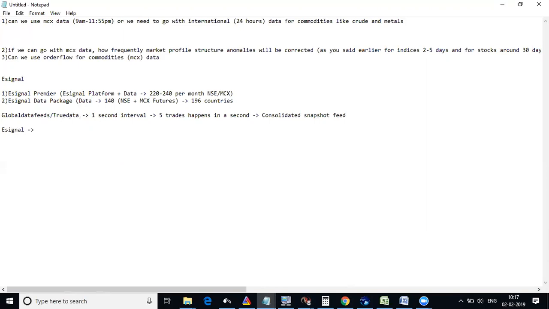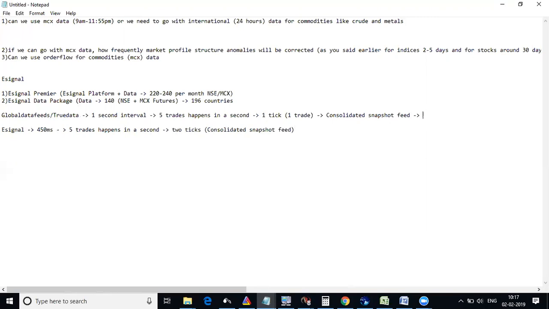I don't know what the current speed is, but when I checked last time, they said 450 milliseconds. So with 450 milliseconds, if 5 trades happen in a second, maybe it will be shown as 2 ticks, whereas in this case it would be shown as 1 tick or 1 trade. But still they are also not doing the raw data. It is also a consolidated snapshot feed, which is good. Obviously eSignal is good because they are processing at a few milliseconds. So instead of 1 tick, you'll be getting more ticks, but the volume will remain the same.